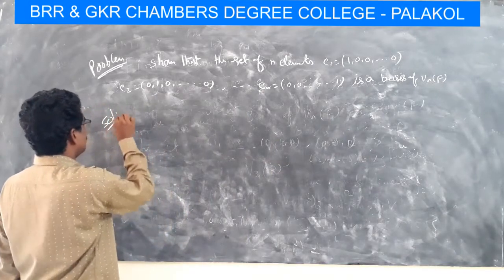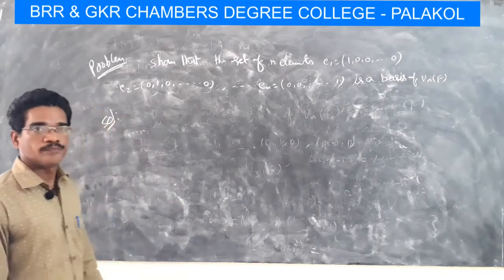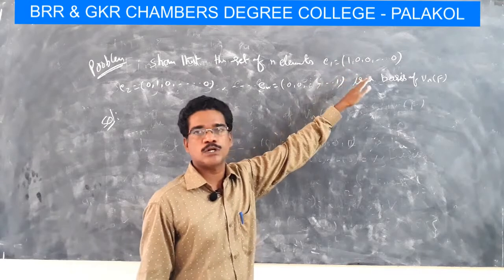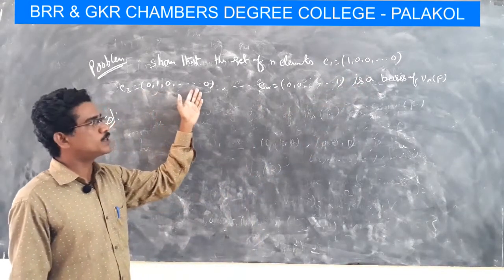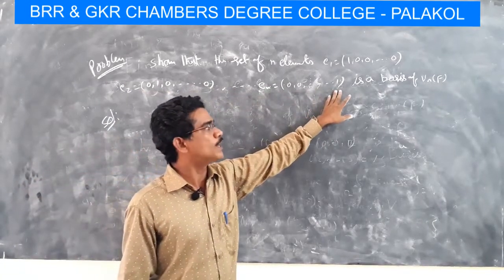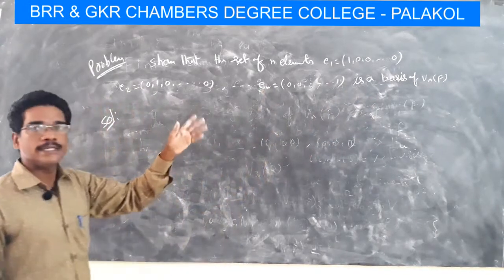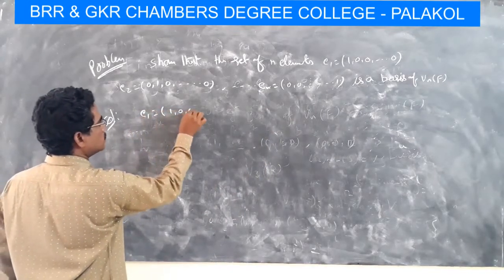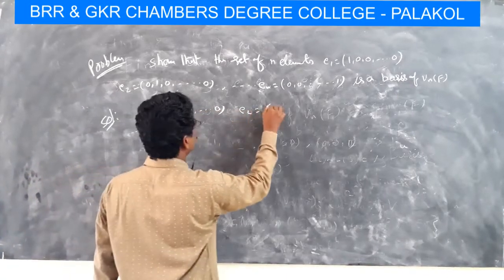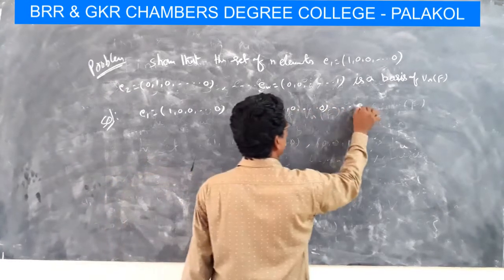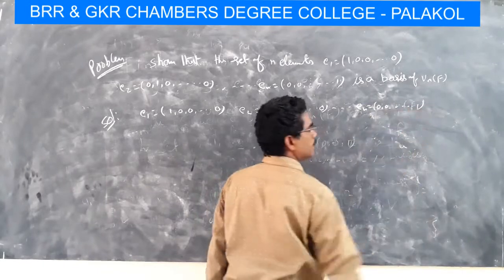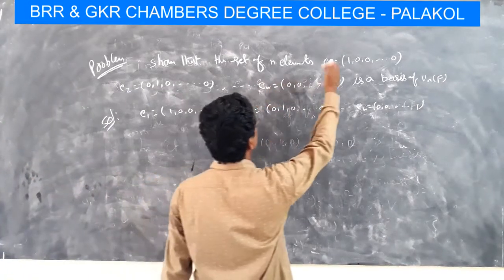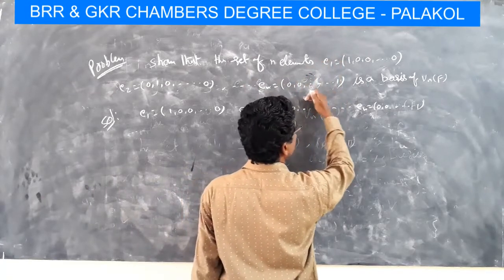Here, coming to the solution, students, the problem: show that the set of n elements e1 equal to (1, 0, and so on, 0), e2 equal to (0, 1, 0, up to so on, 0), and so on, en equal to (0, 0, up to so on, 1) is a basis of Vn of F. So first of all, given e1, e2, up to so on en, suppose these n elements e1, e2, e3 and so on en form a basis.